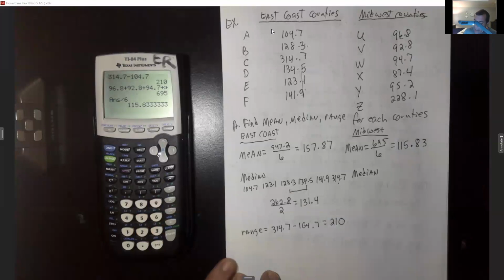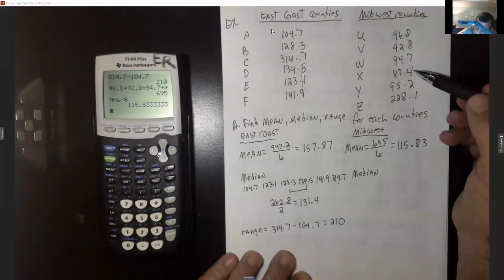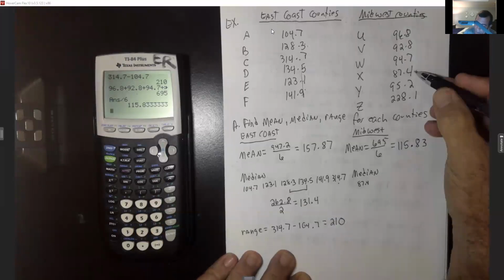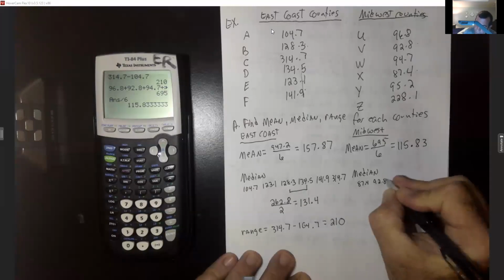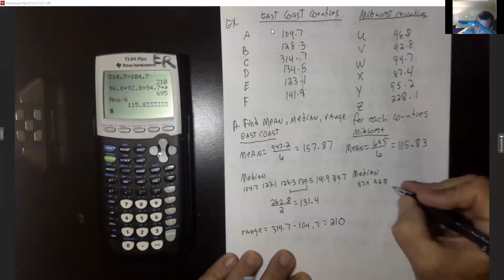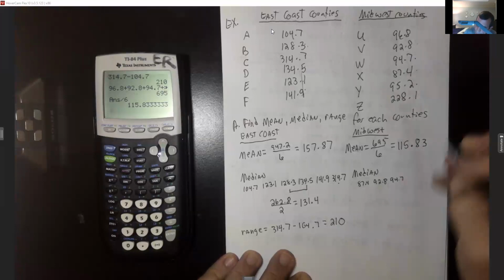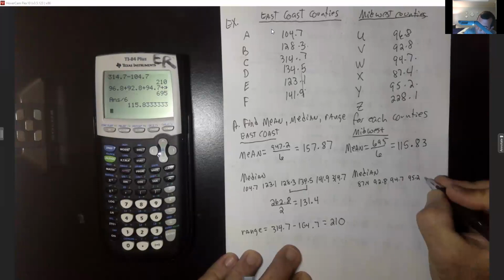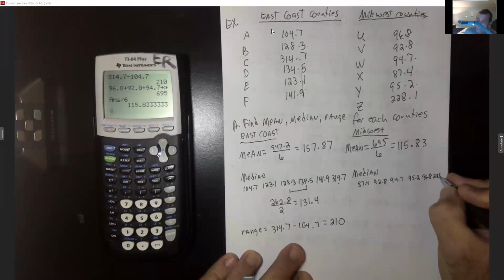Once again, for the median, I need my numbers in order. So let's see, my smallest number is 87.4. Then I got a 92.8, 94.7, 95.2, 96.8, and finally 228.1.